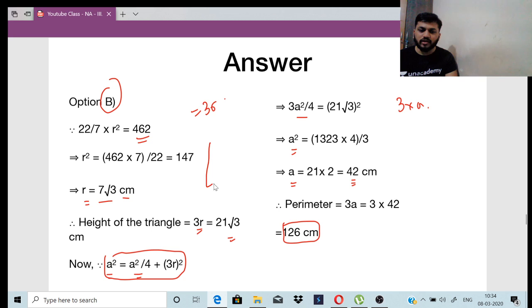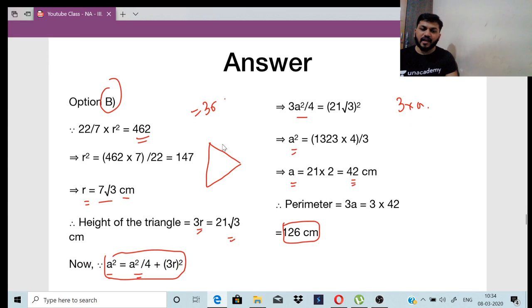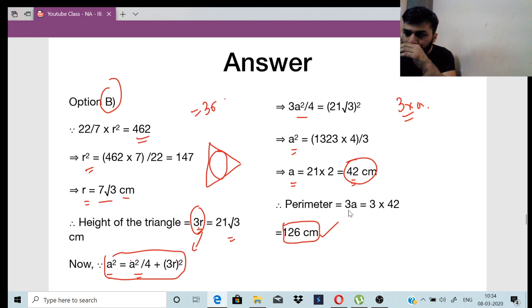So what they have told, this is the triangle. Here it has been inscribed. Inscribed means what? In the triangle, right? So this is how it is there. So first find out the radius, then find out the height. Then you have this formula, 3r square, the height. A square by 4 is equal to a square. Substitute r, you will get a, then 3 into a, 126 centimeters. Clear?